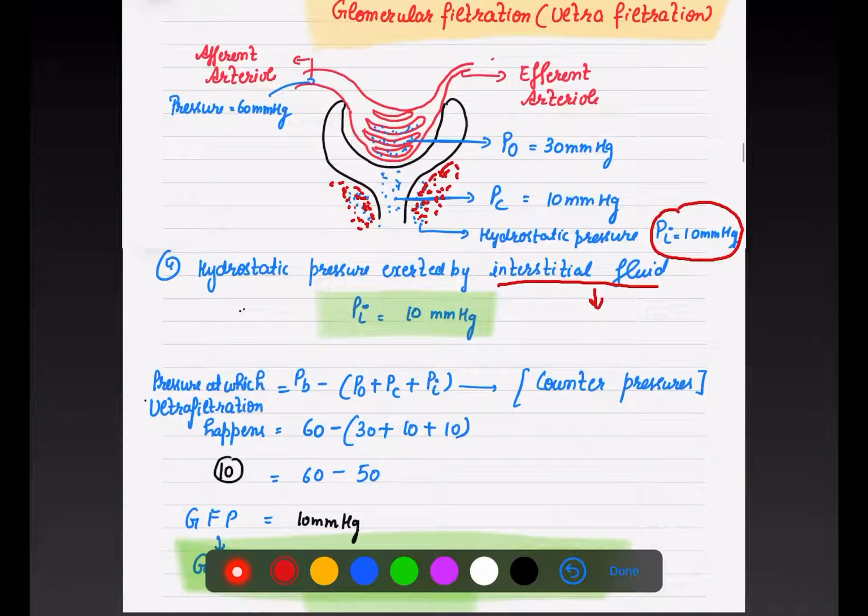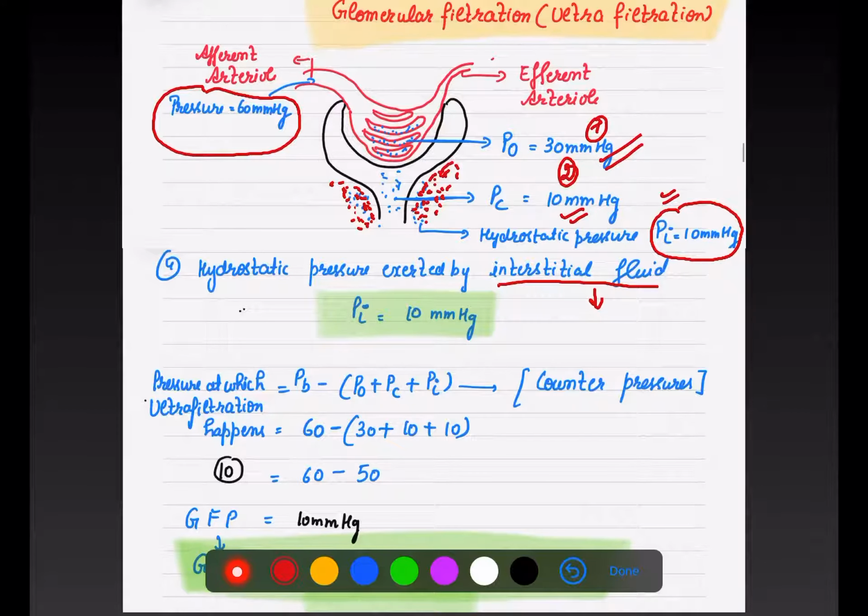It is PI. So again, one more time, please listen to me: the blood which is coming in at 60 mm of mercury. The glomerular capillaries are putting osmotic pressure, that is 30 mm of mercury, the first pressure which is against the hydrostatic. Then the fluid filtrate is putting pressure, that is 10 mm of mercury. Then the interstitial fluid is putting up pressure, again 10 mm of mercury.